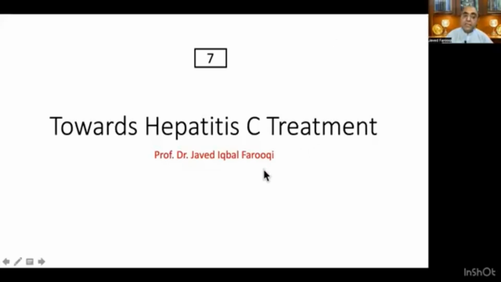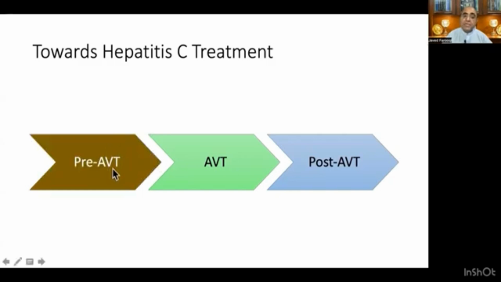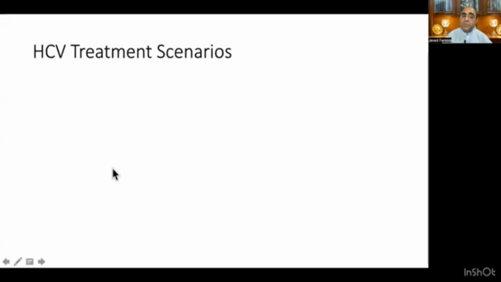So as I said, today we are discussing the approach towards hepatitis C treatment. By and large, the treatment of hepatitis C has three main components. Before starting the patient on antiviral treatment, what we should do. Then when the patient is on antiviral treatment, what we should do. And once the treatment is completed, what's the follow-up and how we should follow up these patients. So taking the first component, what should the pre-antiviral treatment approach be?